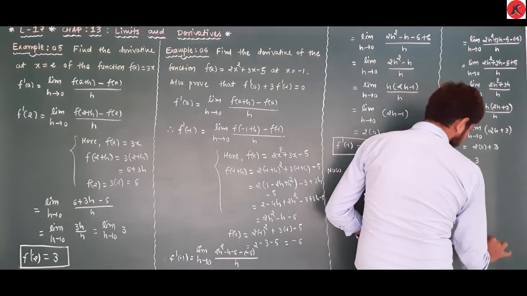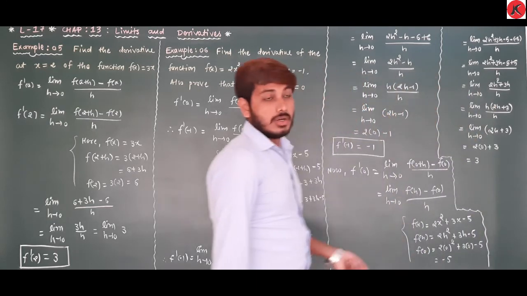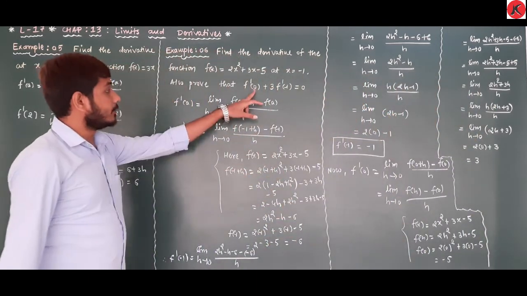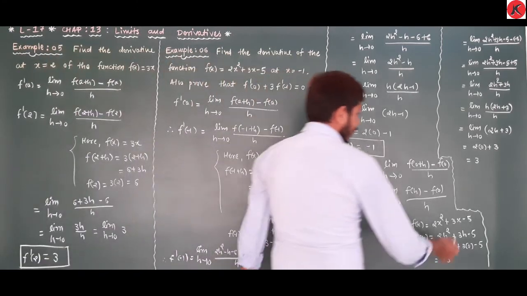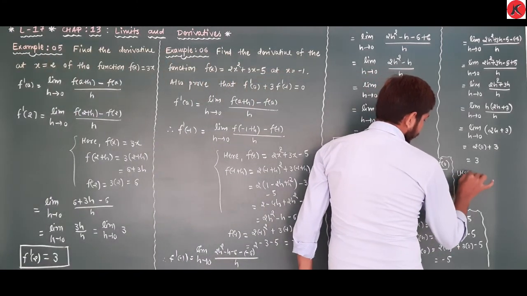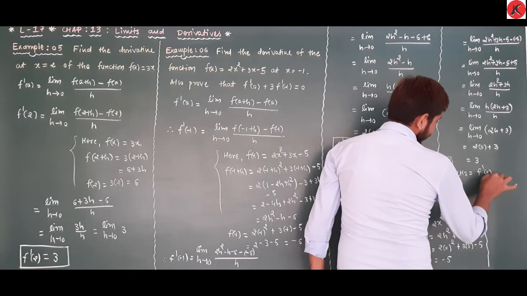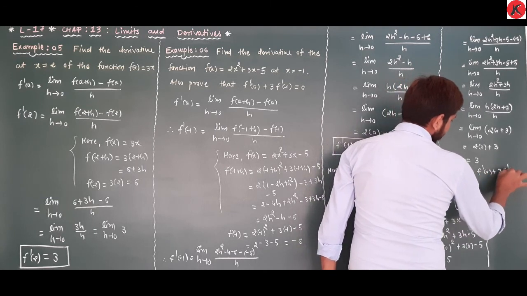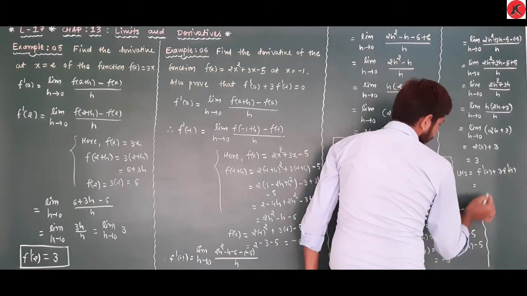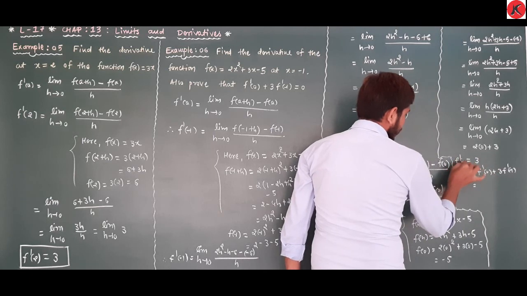So the question was easy. Now, to prove further, we take the left hand side. Now LHS is equal to f dash 0 plus 3 times f dash minus 1. The f dash 0 is here.